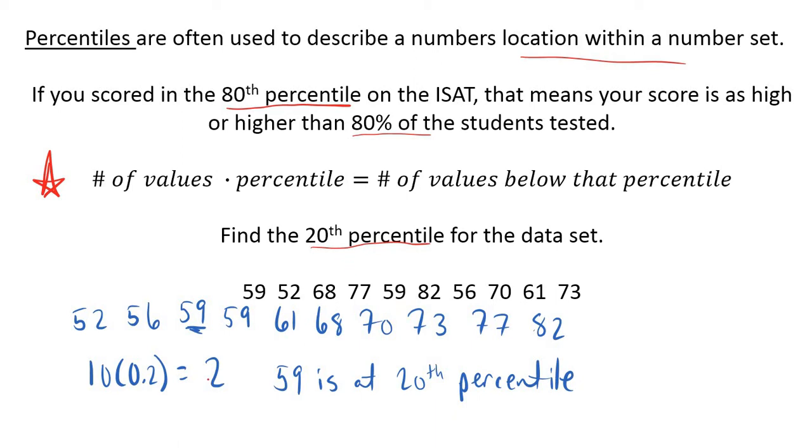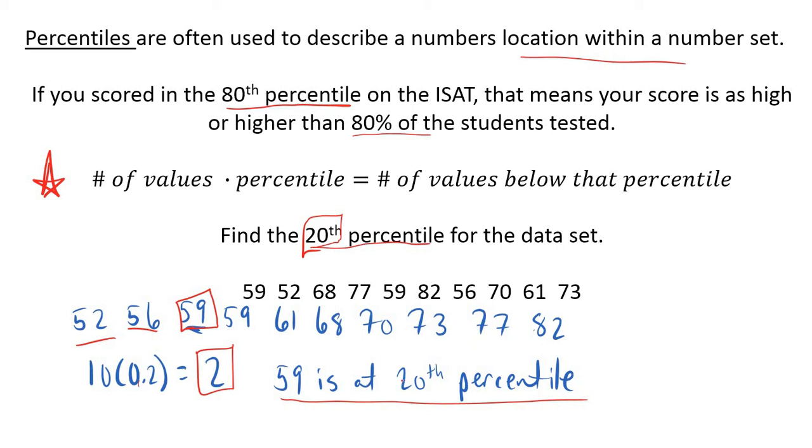What's the 20th percentile? Well, using this relationship, there's 10 total values here if you count them up. If we do times 0.2, because that's 20%, you would get 2. So there are 2 values below whatever the number that's the 20th percentile. Well, that's going to be this guy right here, right? 2 numbers below it. So we could say 59 is at the 20th percentile.